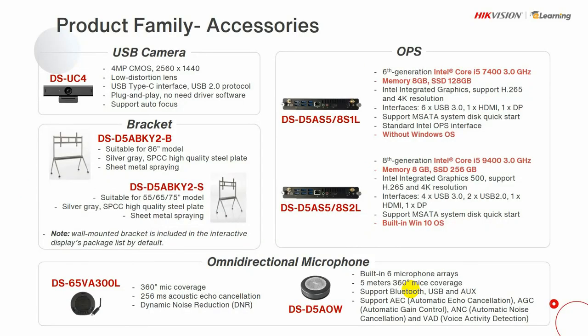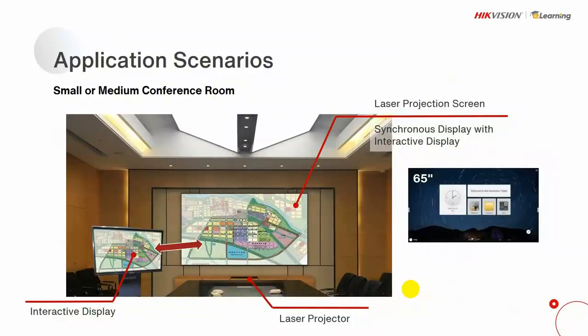And besides the panel, we also have some peripherals for your selection, like the USB camera on the top left we can see, and down here we have standard brackets, and on the right we have OPS and an omnidirectional microphone, etc. And for a small or medium conference room, we suggest that you use our 65-inch products. And meanwhile, you can also have a laser projector to synchronize the content of our presentation, for example, right?